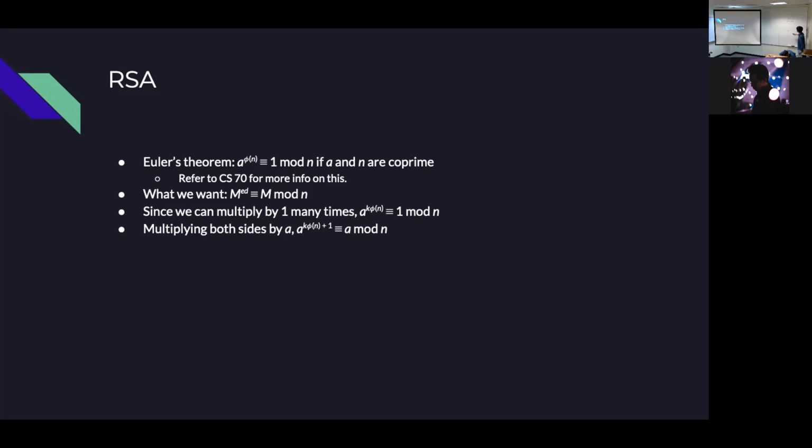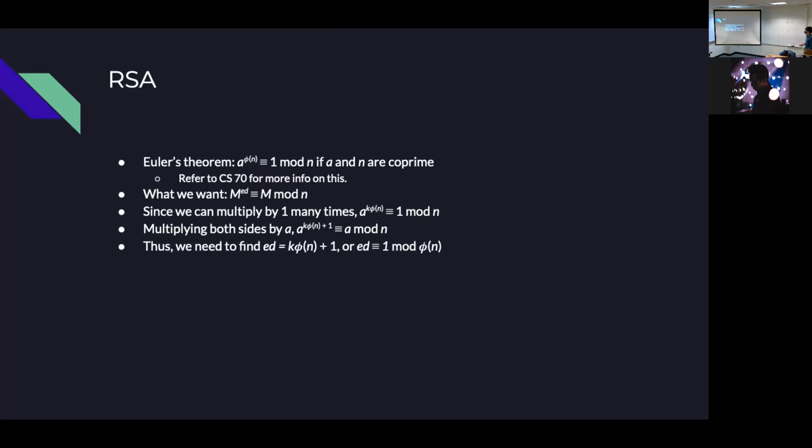Because we want this m on both sides, we're going to multiply both sides by a. So now we have a to the power of k phi of n plus 1, because we multiplied by a. This is equivalent to a mod n. So what we've done here is, if we can find k times phi of n plus 1, two values that multiply to that, then this will actually work. If we raise it to the power of one, then raise it to the power of the other, we'll get back our original line.